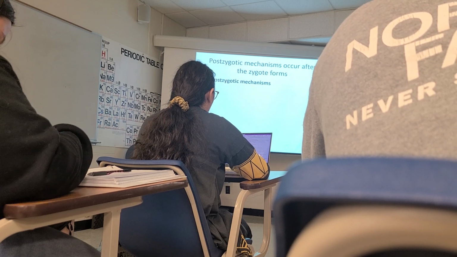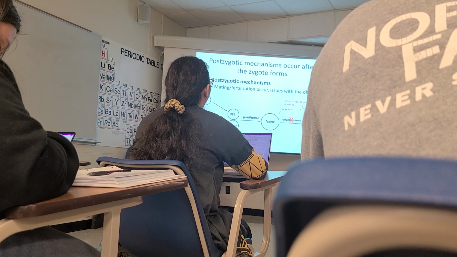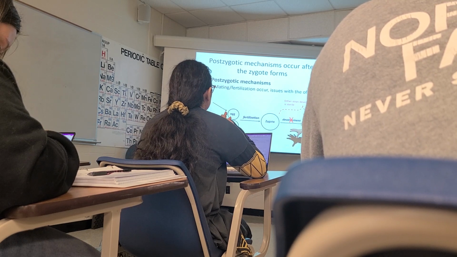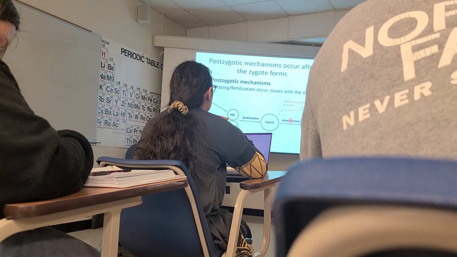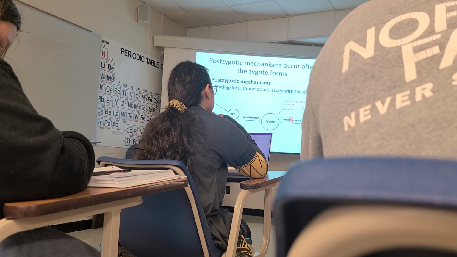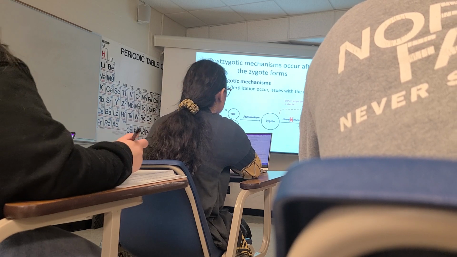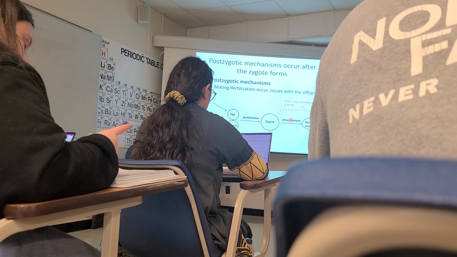Okay. Now, post-zygotic mechanisms. Mating and fertilization occur, but something's going on beyond this point. We're going to have some sort of an issue with the offspring. Either they're not going to be able to develop correctly, and we'll talk about why that might happen, or the adult, ultimately that's produced in the process of this hybridization, is sterile and unable to produce functional gametes to reproduce. So this all happens after the zygote forms.